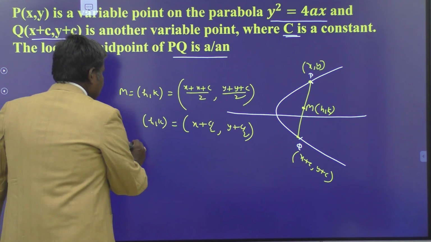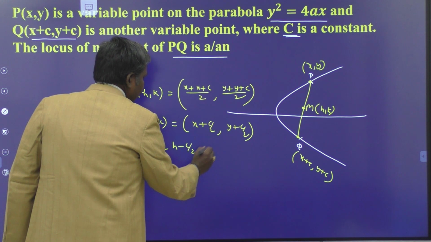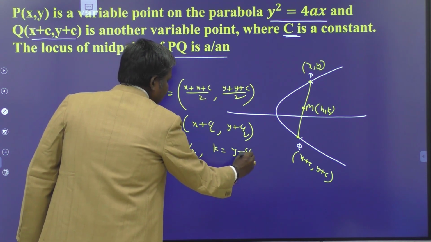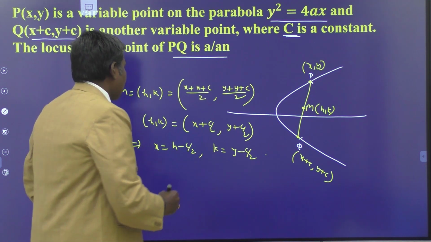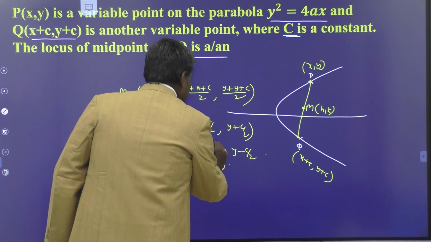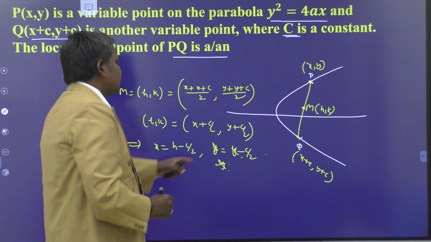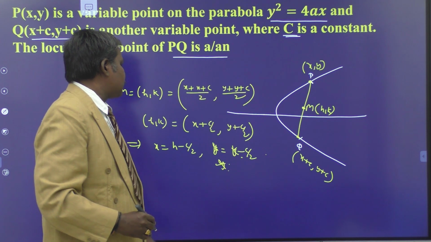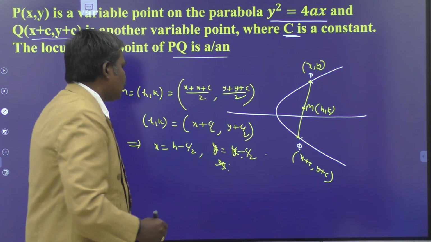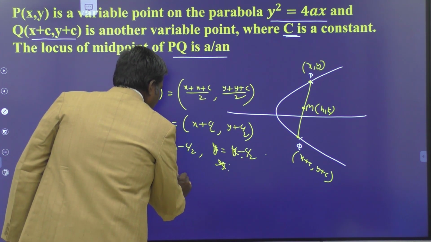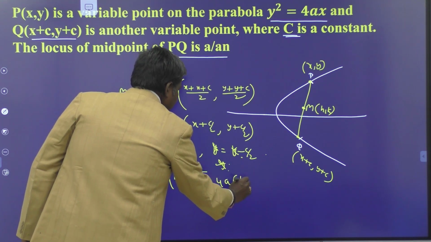By equating these x and y coordinates, we get x equal to h minus c by 2 and y equal to k minus c by 2. So x comma y is h minus c by 2 comma k minus c by 2. Your x comma y again lies on your parabola y squared equals 4ax. Therefore, k minus c by 2 whole squared equals 4a times h minus c by 2.